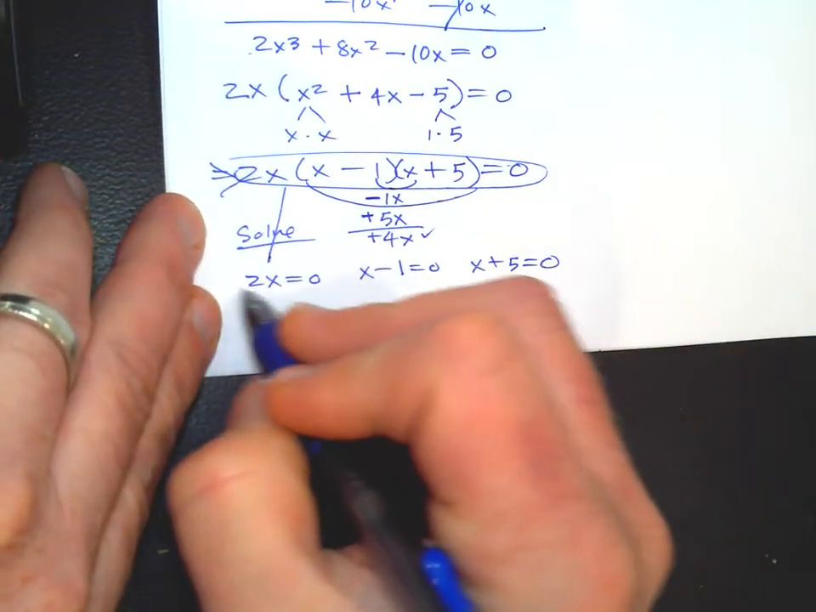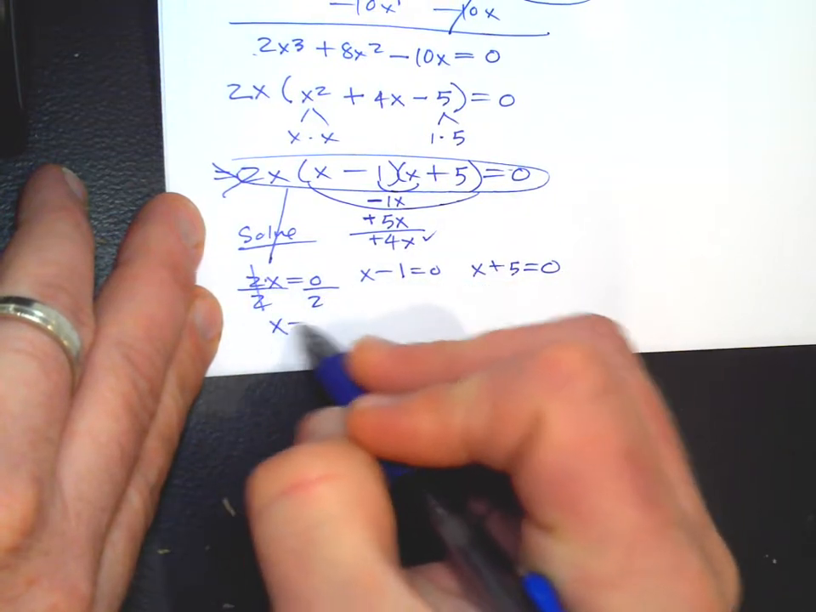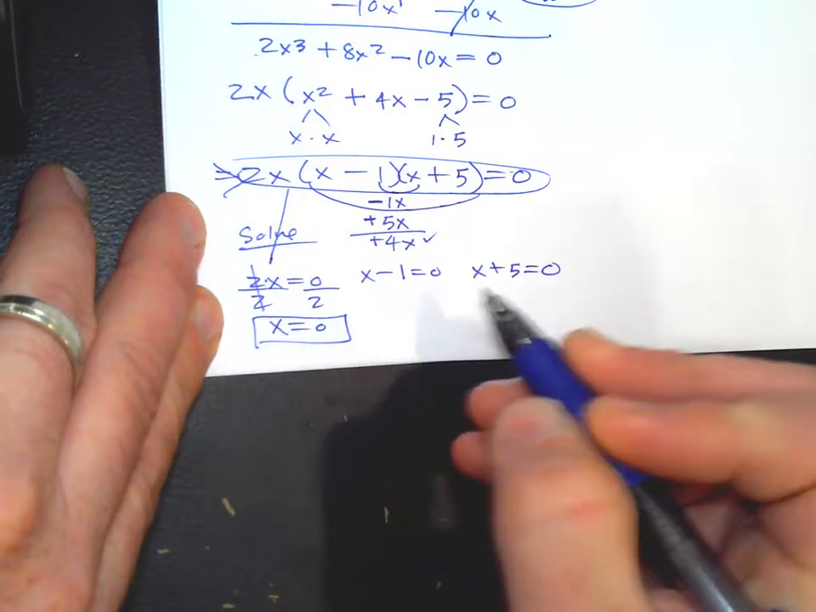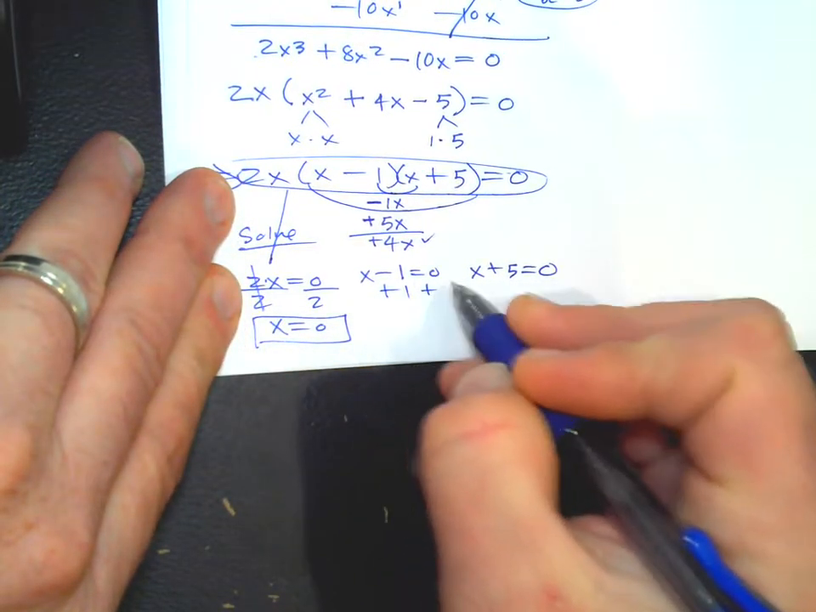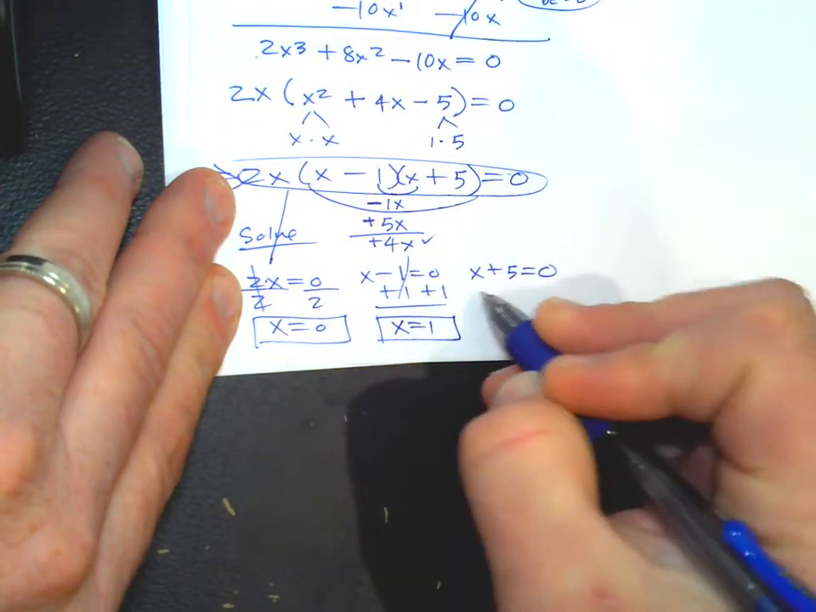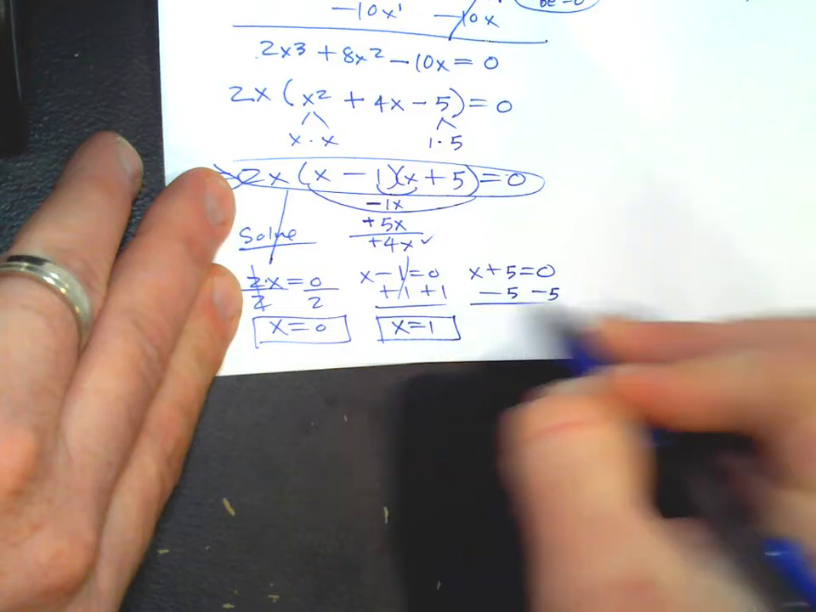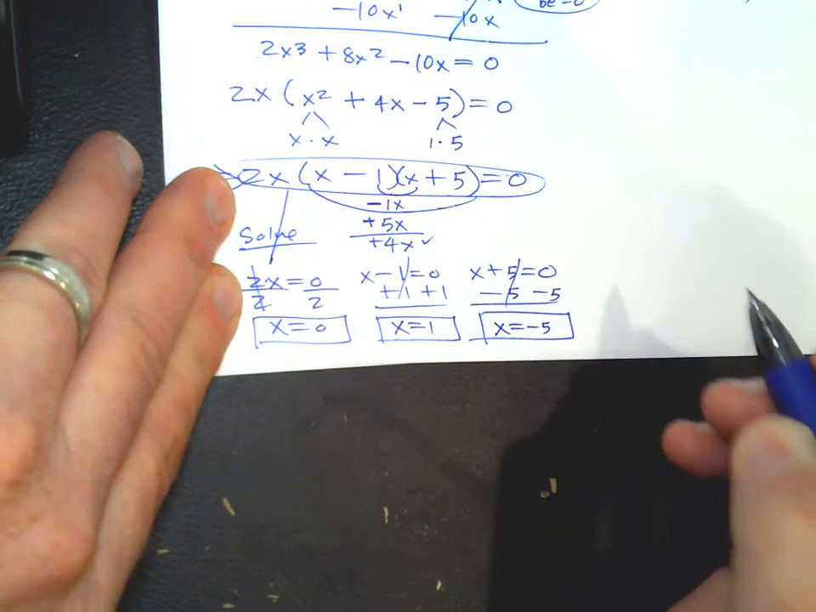Now I have to get the x's by themselves. Divide by 2 to get rid of multiplication. You get x equals 0. That's a root, a solution, an x-intercept. This one we want to add 1 to both sides. x equals 1. This one I want to subtract 5 from both sides. x equals -5. Now you're done.